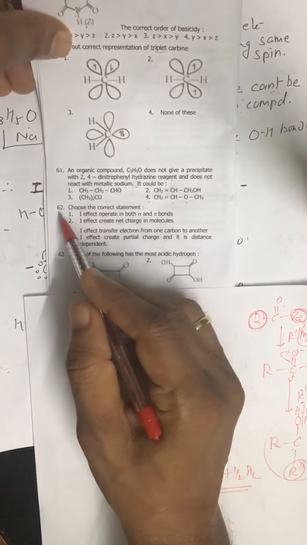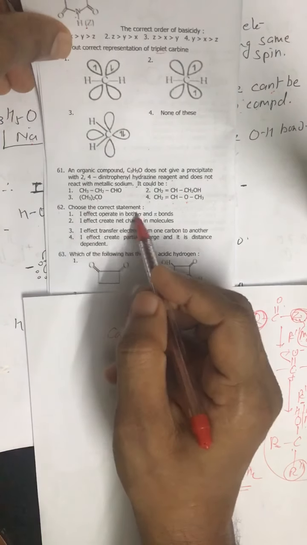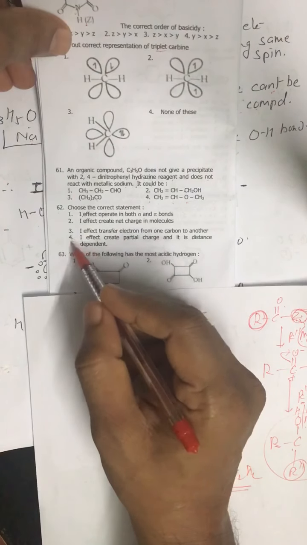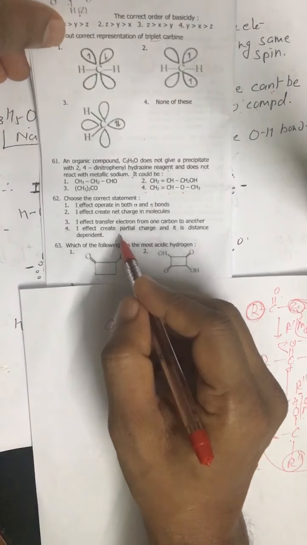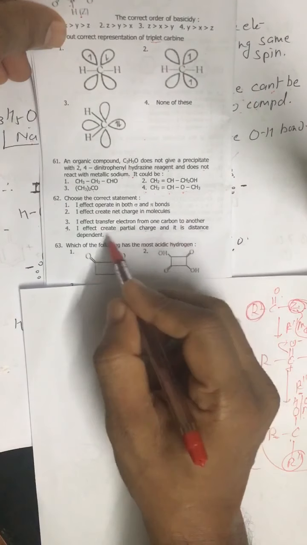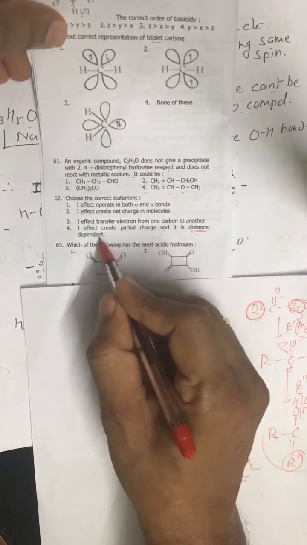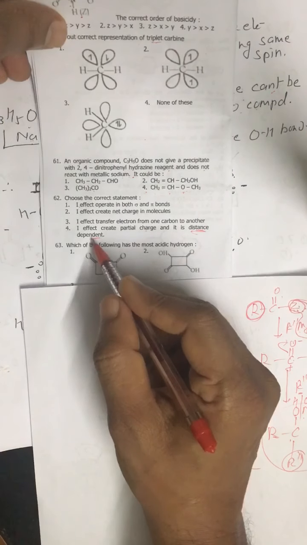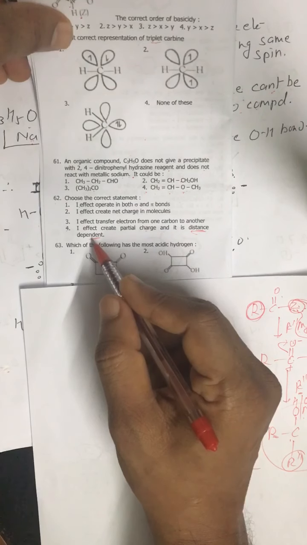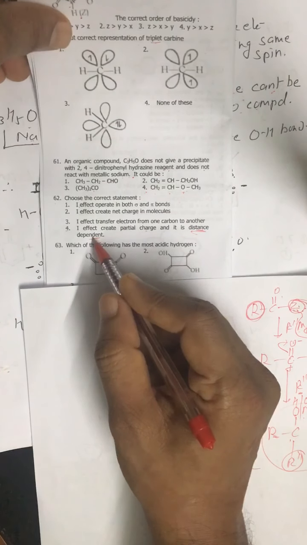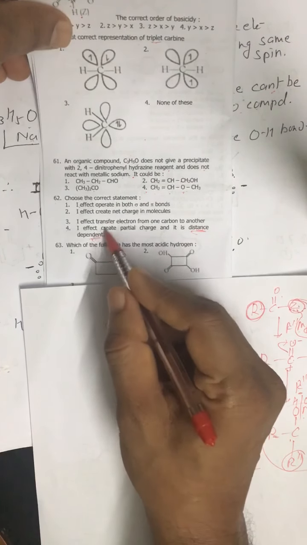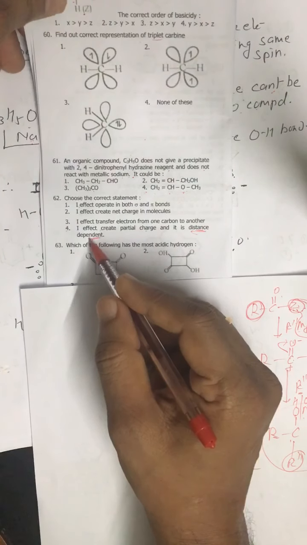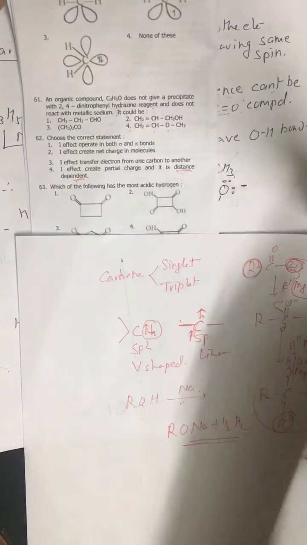Look at question number 6.2. Choose the correct statement regarding inductive effect, the I effect. The best option is the fourth one. The I effect creates partial charges, and it is distance dependent, means after 3 carbon atoms it does not work, it dies down. So the fourth option is most correct, and due to the inductive effect partial charges are produced. So all these things you must remember.